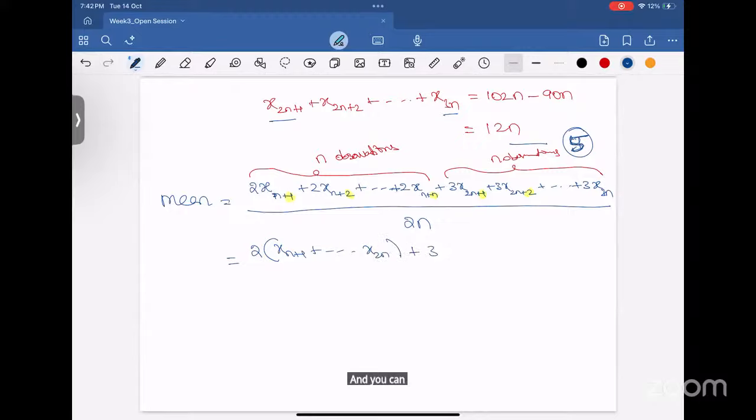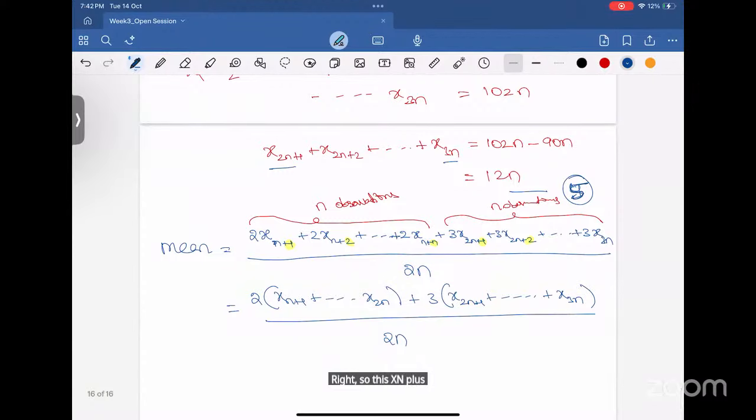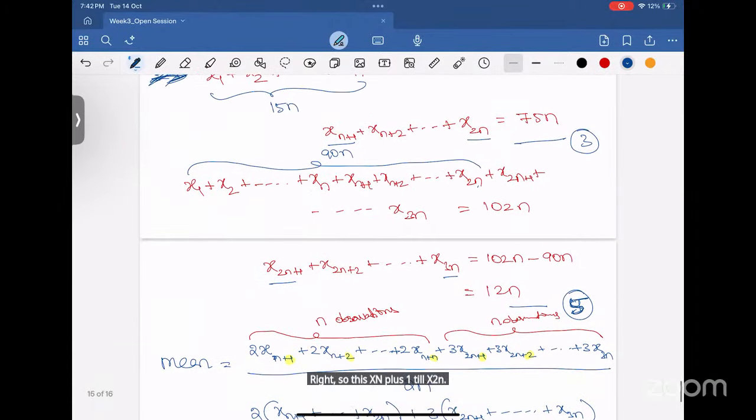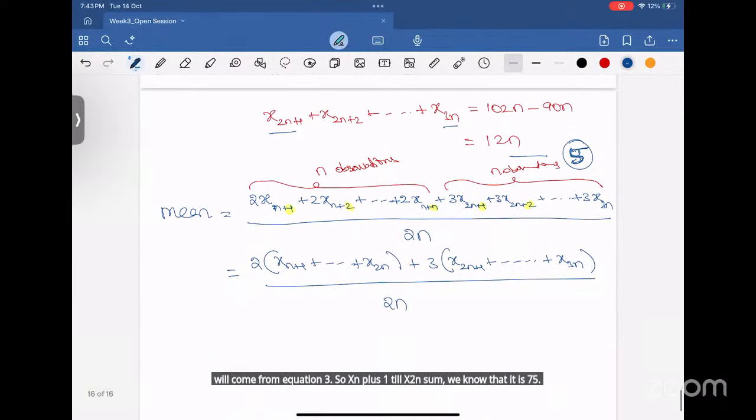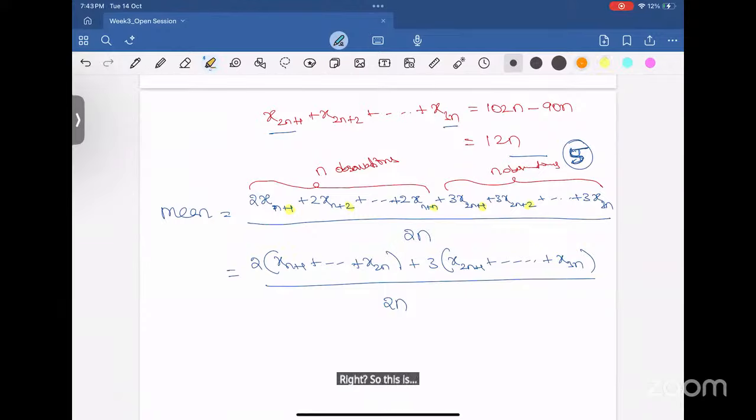And you can take 3 common. And then the sum will be from x2n plus 1 till x3n, divided by 2. Right, so this xn plus 1 till x2n will come from equation 3. So xn plus 1 till x2n sum, we know that it is 75. So this is 2 into 75. And this is from equation 5. So 2n plus 1 till 3n, which is 12n.